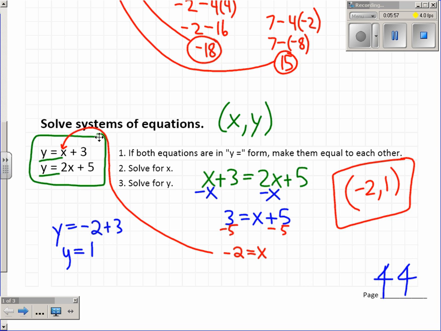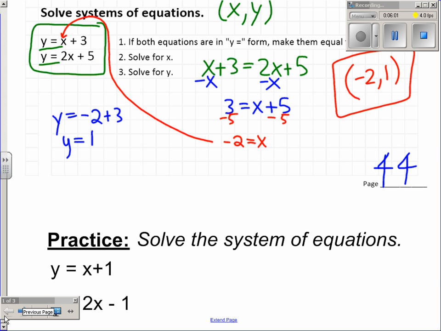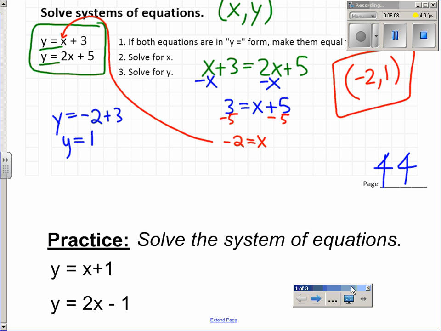All right, we have one problem written down here for you to complete on the back of your homework. Same thing that we just did. We're giving you the system of equations here, and we want you to come up with the coordinate pair that is the solution for that system.